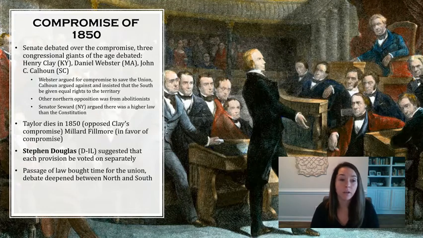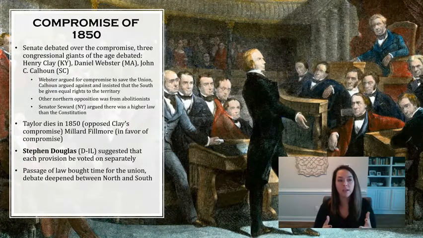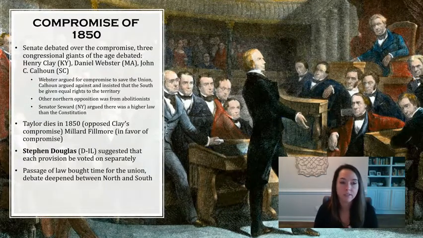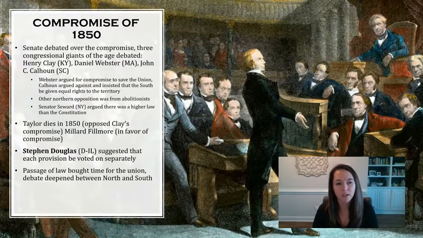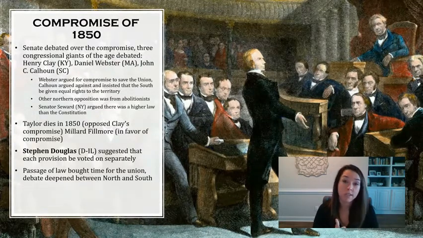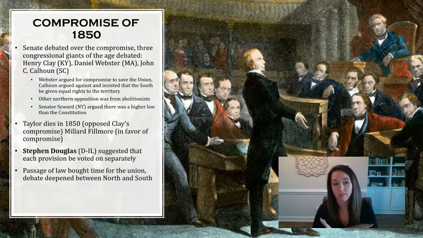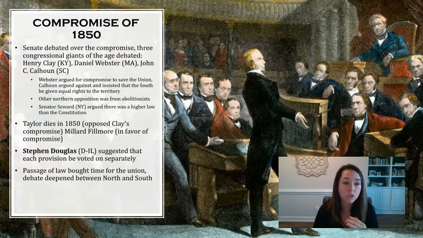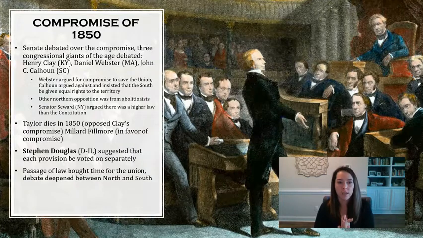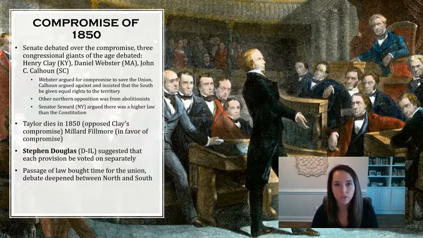And the Senate's going to debate over it. The 3 giants of the age are going to debate the issue. So Henry Clay of Kentucky, who's obviously in favor of it. Daniel Webster, who was more of an abolitionist. And then John C. Calhoun, who is adamant about the expansion of slavery into the West. So Webster's going to argue for the compromise, but strictly to save the Union. And then you're going to start hearing this phrase, to preserve the Union, to save the Union.